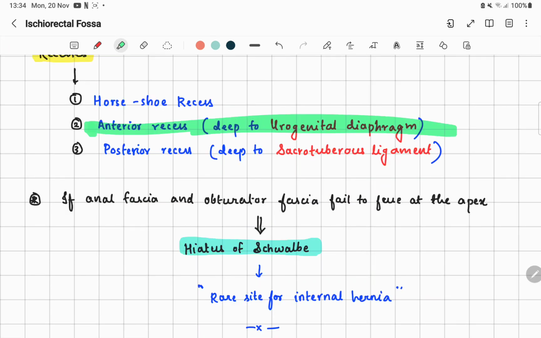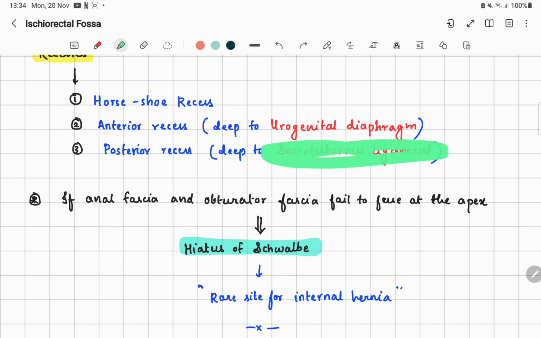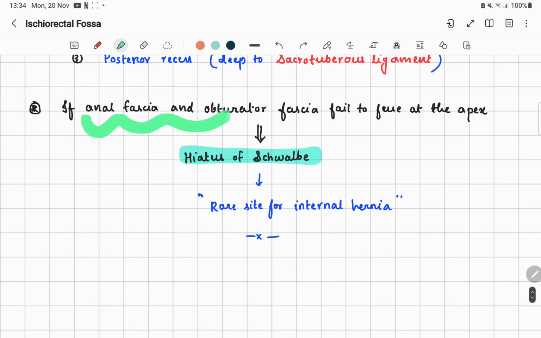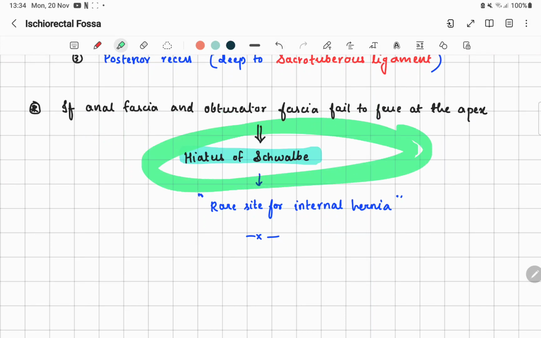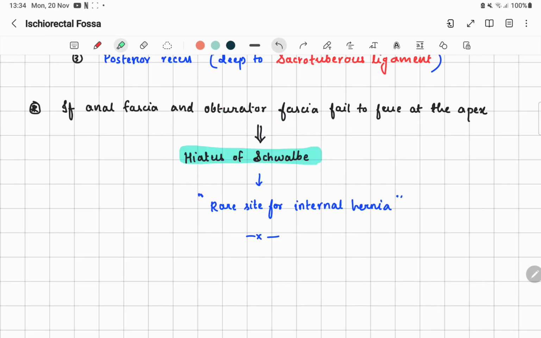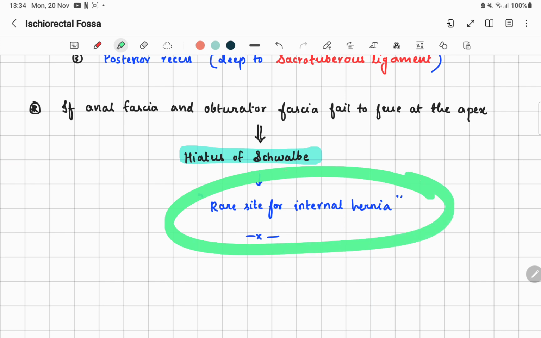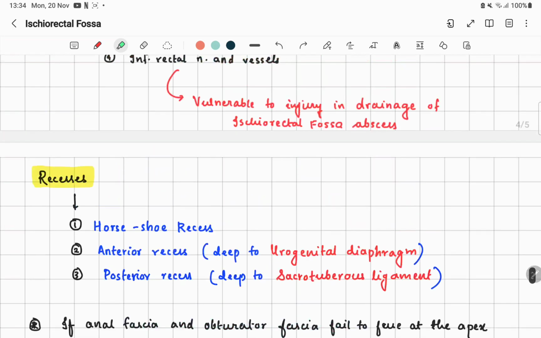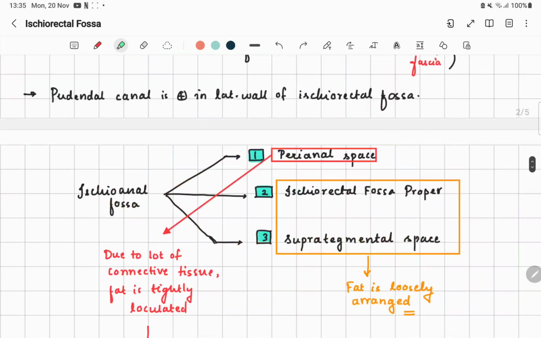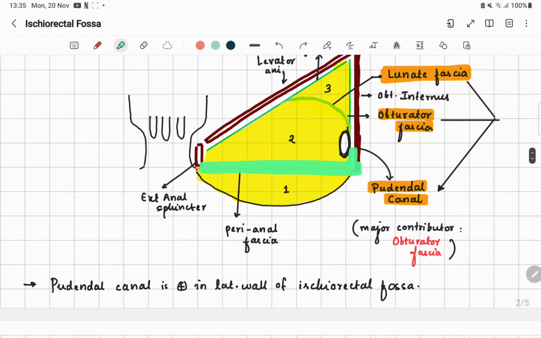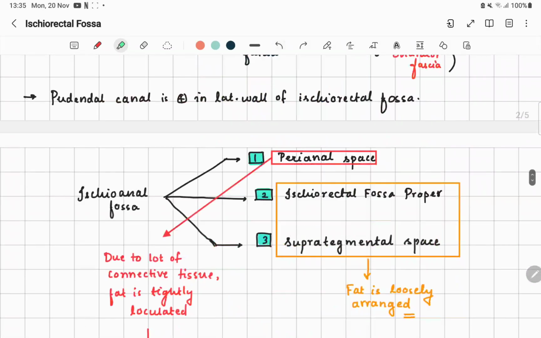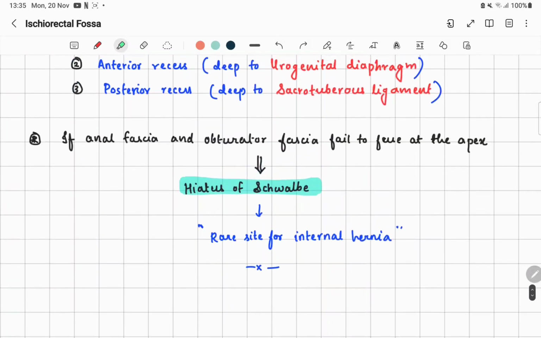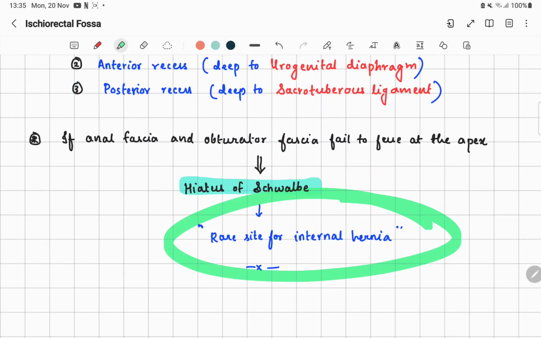The anterior recess is present deep to the urogenital diaphragm, and the posterior recess is present deep to the sacrotuberous ligament. Okay, and if the anal fascia and obturator fascia fail to fuse at the apex, the condition is called the hiatus of Alcock's... the hiatus of Squalby. This is a rare site for internal hernia. Internal hernia may occur here. At this part you can see, if this anal fascia and this obturator fascia fail to fuse, it will leave a hiatus, and this hiatus is called the hiatus of Squalby. It is a rare site for internal hernia also.